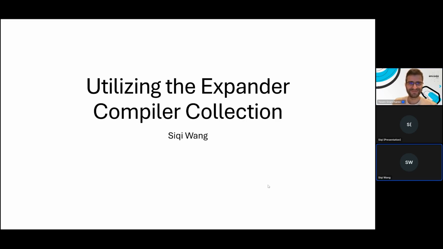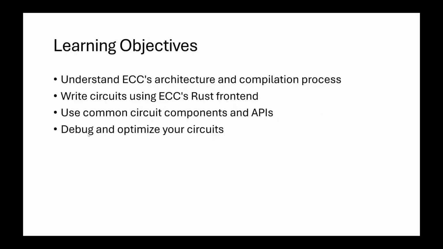Okay. So today I will talk about how to utilize the Expander compiler collection. With today's course, you will understand ECC's architecture and compilation process, and you will be able to write circuits using ECC's Rust frontend. You can use common circuit components and APIs. And also, you will be able to debug and optimize your circuits.